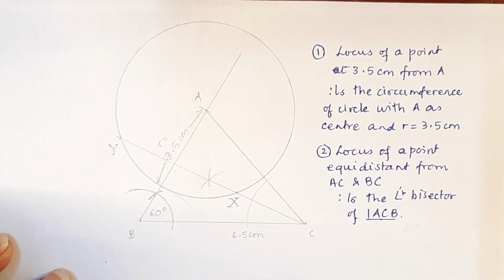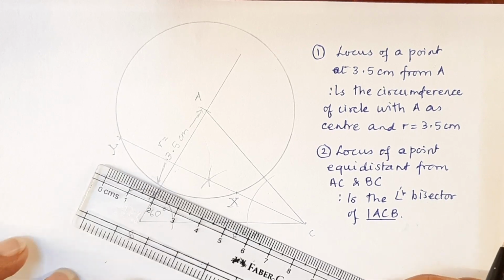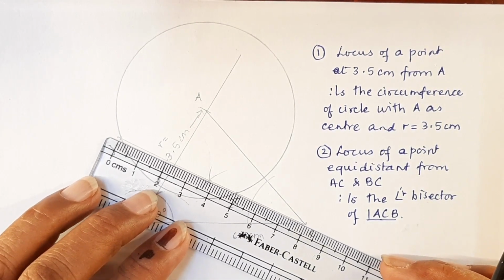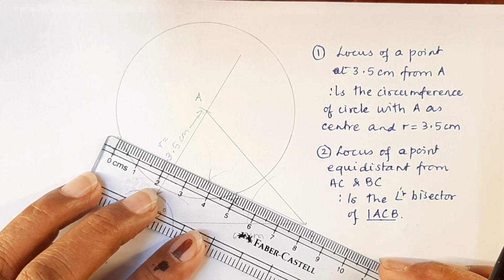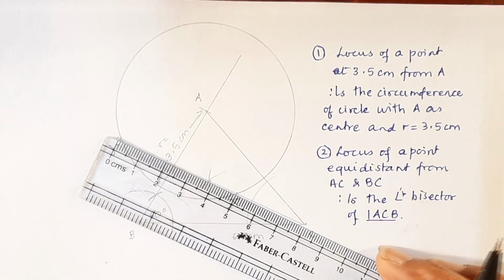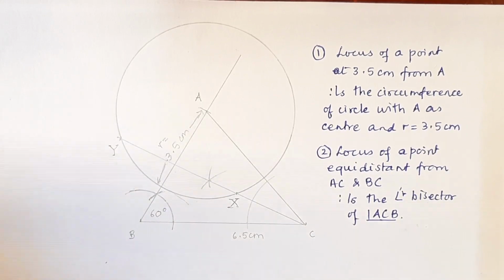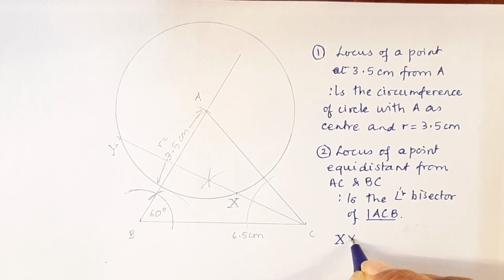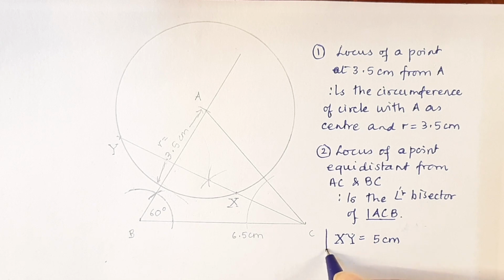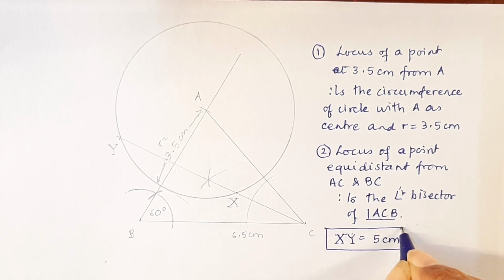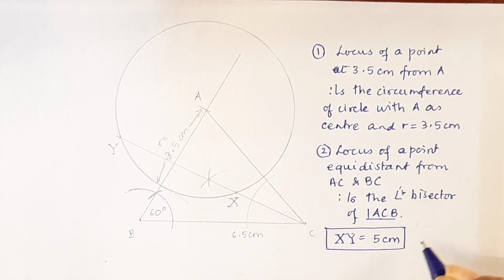Okay, and now they are telling us to measure XY. So let us see how much is XY. It's 5. I'm getting it as 5 centimeter. So let us write this XY equal to 5 centimeter. Now be very careful when we are writing these measures because your marks depend on this.